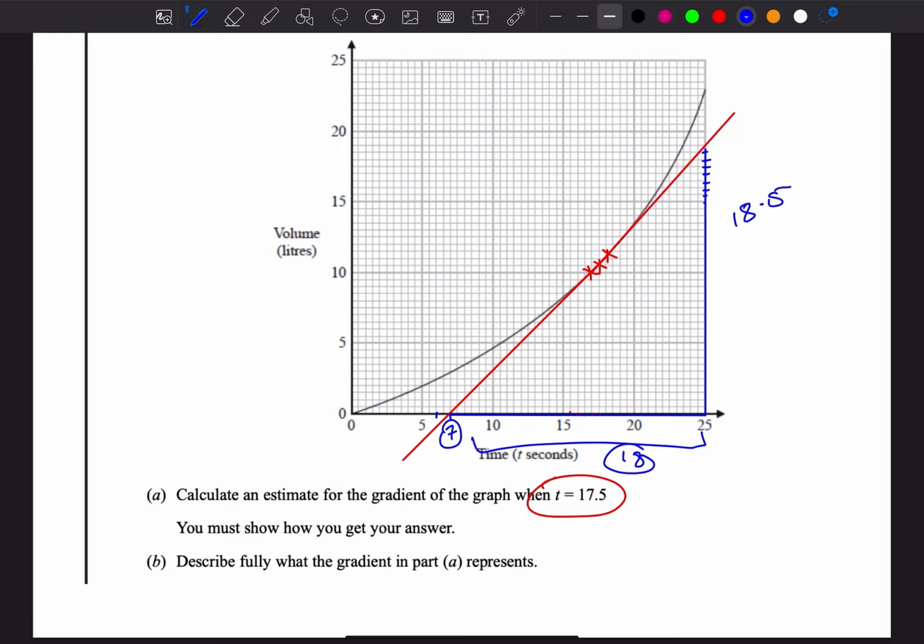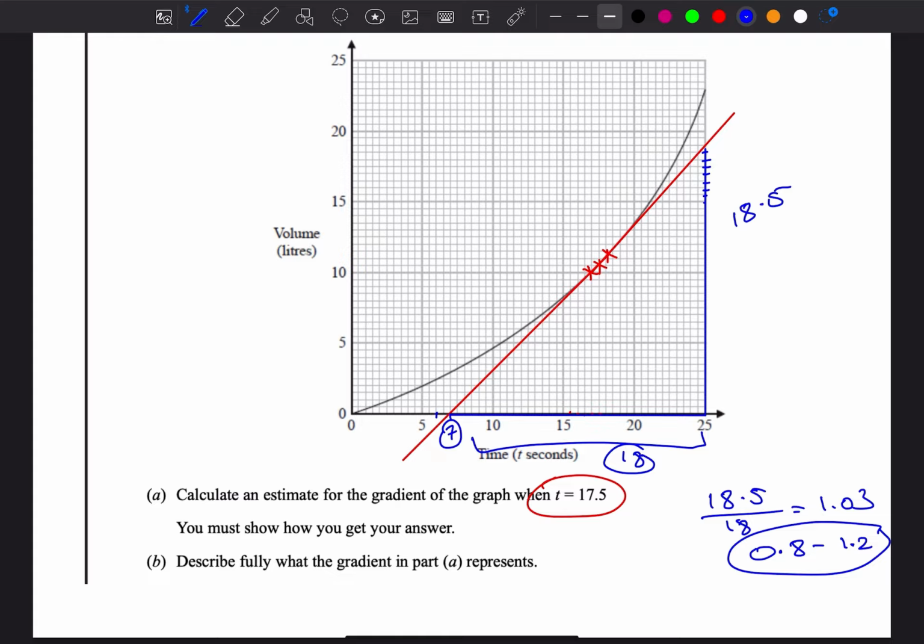So what's the gradient then? What's that? 18.5 divided by 18. So that's like 1 point something, isn't it? 1.03. So I'm getting 1.03. So any answer between 0.8 to 1.2 is good. Okay, if you got anything between 0.8 and 1.2, that seems okay.